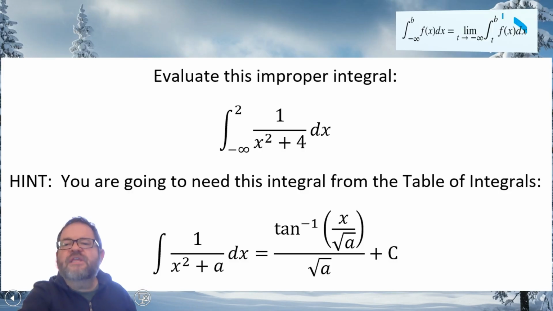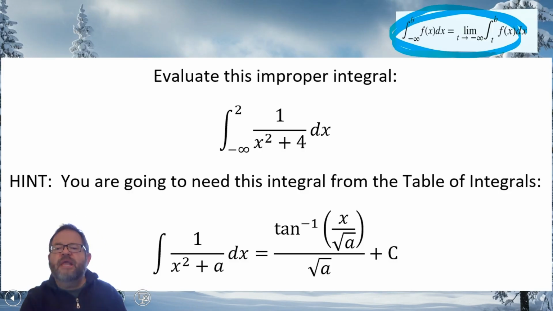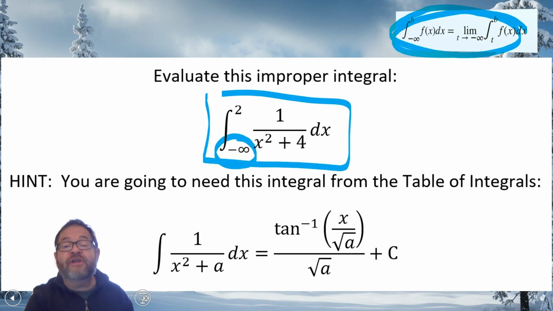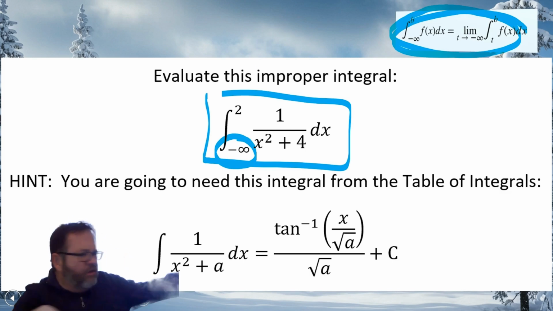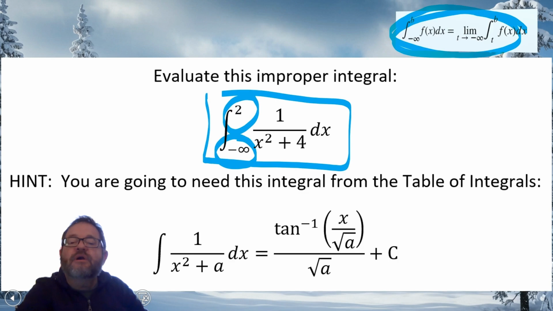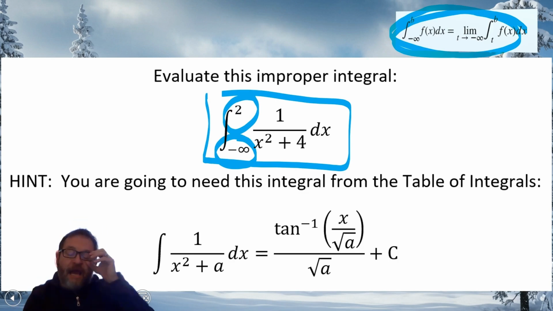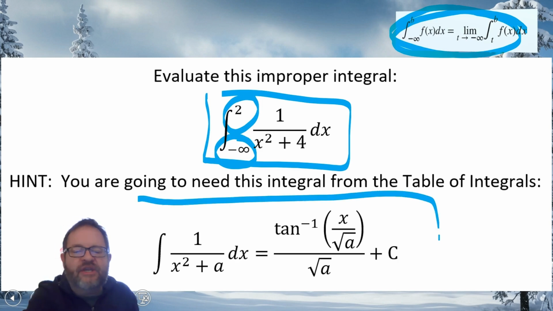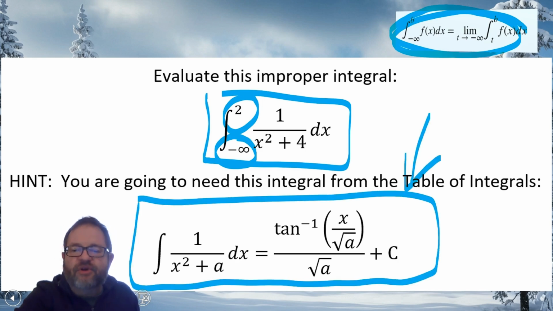So let's put that formula that we just were talking about up here, and let's evaluate this improper integral. It's the integral from negative infinity, so it's an improper integral, and it's this rule 2 type, where it's coming from negative infinity all the way off to the left to 2 of this integrand. Now, on this particular one, I'm going to give you a little bit of scaffolding here, and so do I on the homework. On the homework, whatever you need is in the problem. And in this case, I'm giving you an integral from the table of integrals.